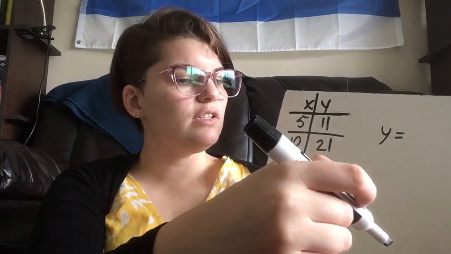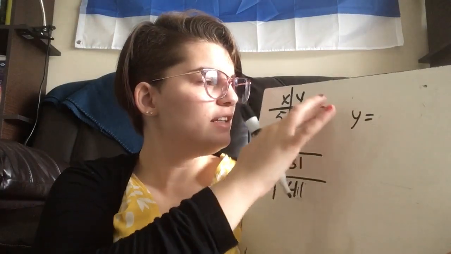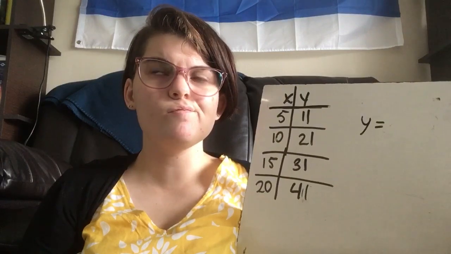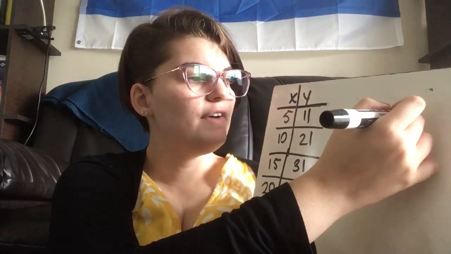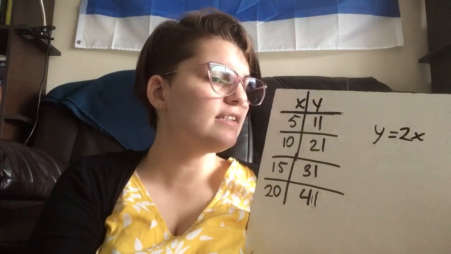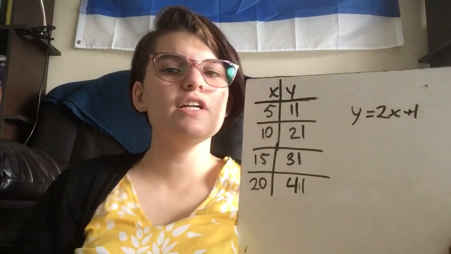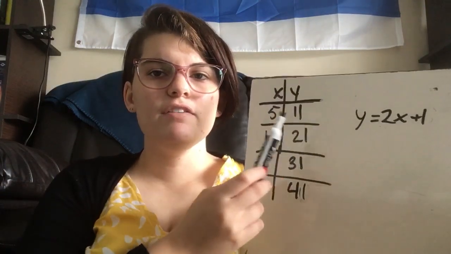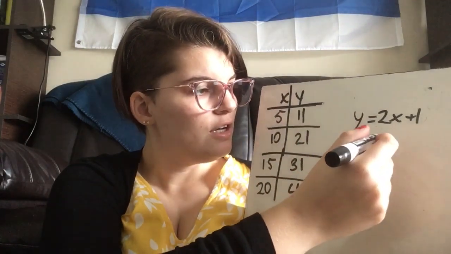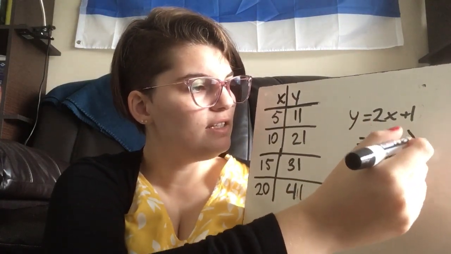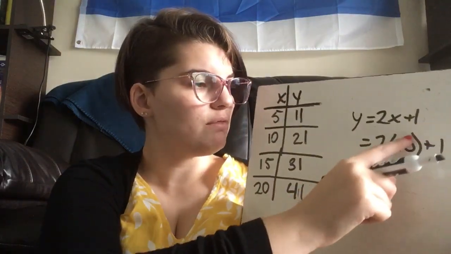Now we're thinking, what else could it be? How else is 11 in relation to 5? Well, if I do 5 times 2, or 2 times x, then that would be 10, and then I just need one more. So let's try this, okay? So I have 2x plus 1. So if I do this, it would be 2 times 10 plus 1. 2 times 10 is 20, plus 1 is 21.